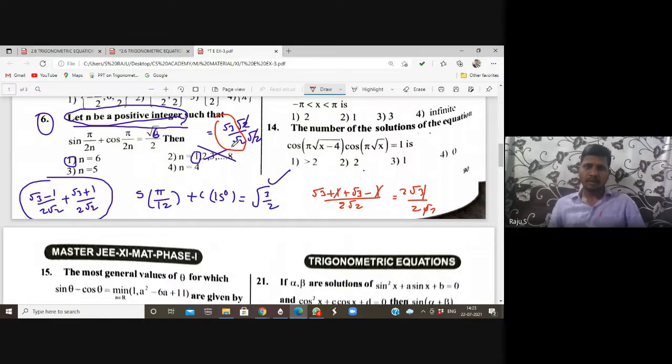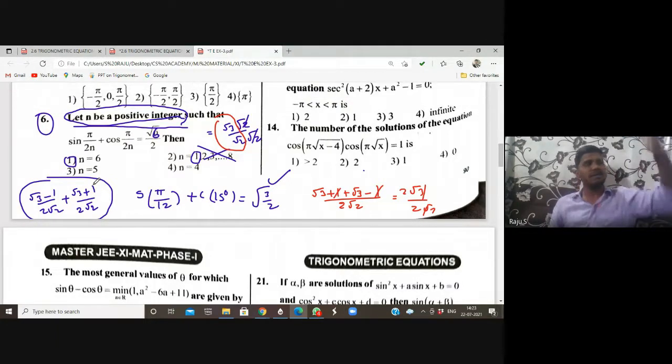Clear? So try to remember the values. It is absolutely right. Like that, you have to remember sine 15, sine 75, 36, 18, 54, these values. You have to practice. You can revise every day 5 to 10 minutes. It will be easy to remember.